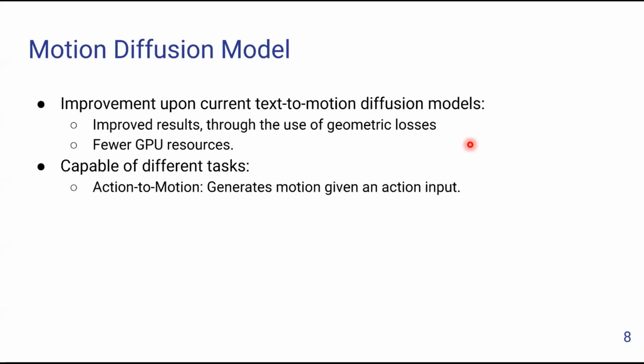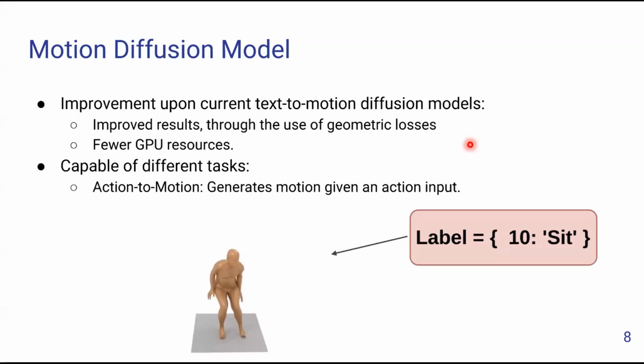Additionally, it is capable of executing supplementary tasks like action to motion generation, where given an input in the form of a scalar, the model will generate an action. So like here we have an input, which is 10, and it generates a sitting action.